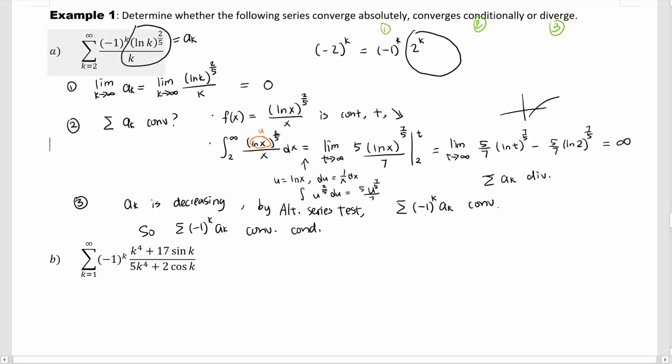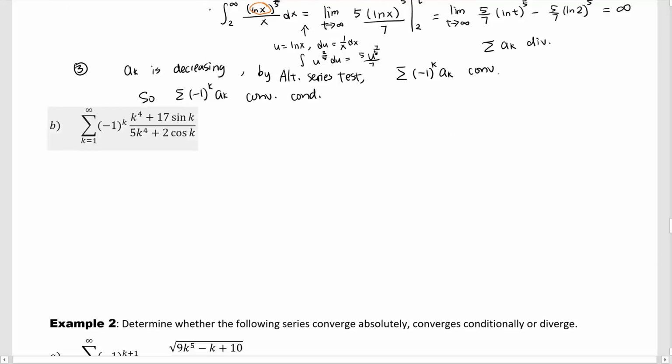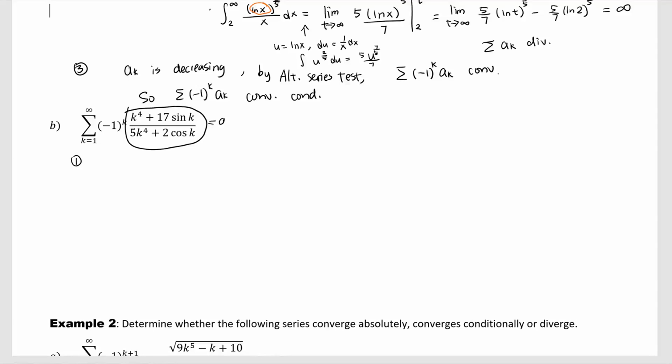So let's continue to work on more examples. All right, let's look at this one. I hope you can pause here and try to work on this problem first before we continue. So this is a sub k.